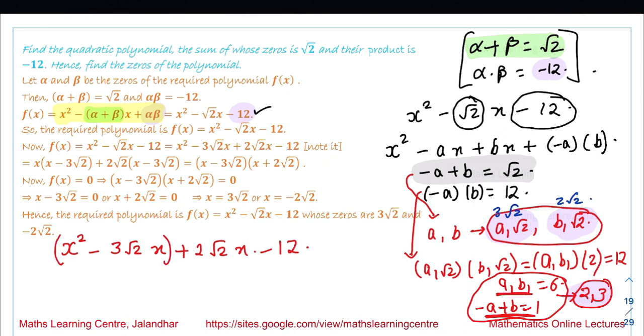Looking at this term, we can take x common from it, so it is x into x minus 3 root 2. From the next term, we can take 2 root 2 common. Why are we taking 2 root 2 common? Because the term we require over here should be x only. So we are taking 2 root 2 common, and what is left over here is x minus 12 over 2 root 2.